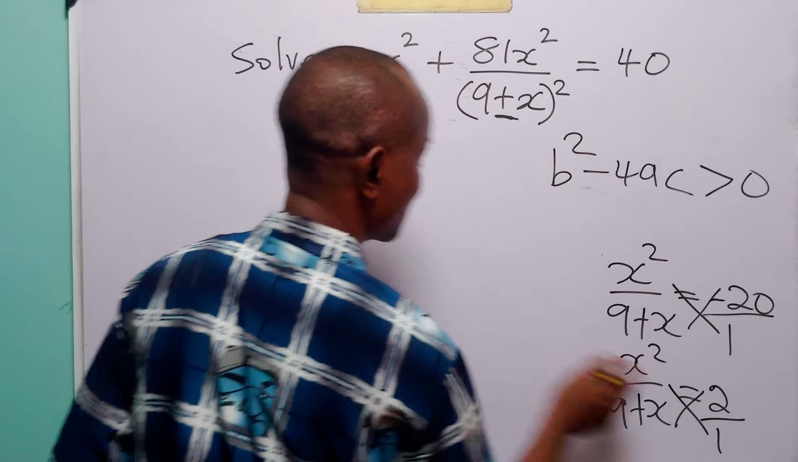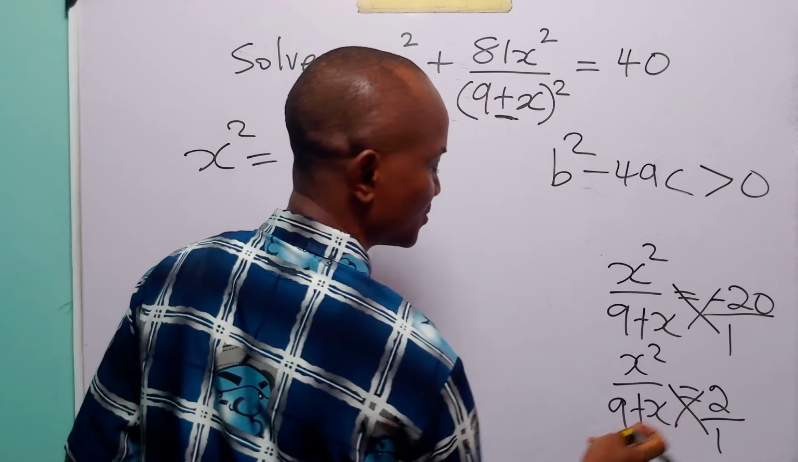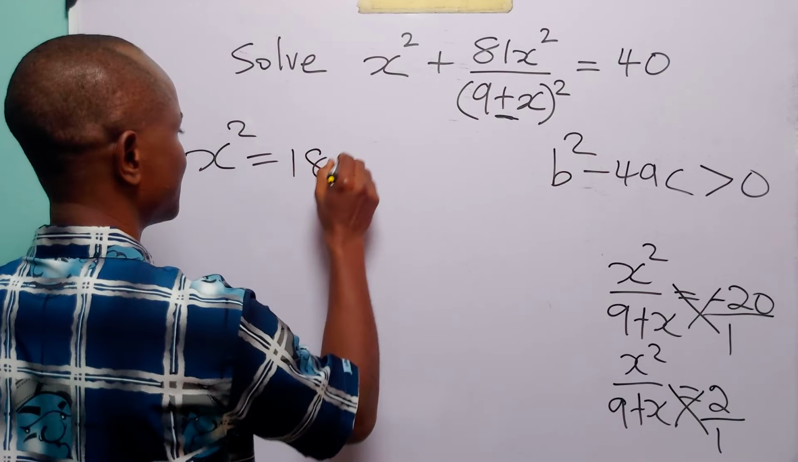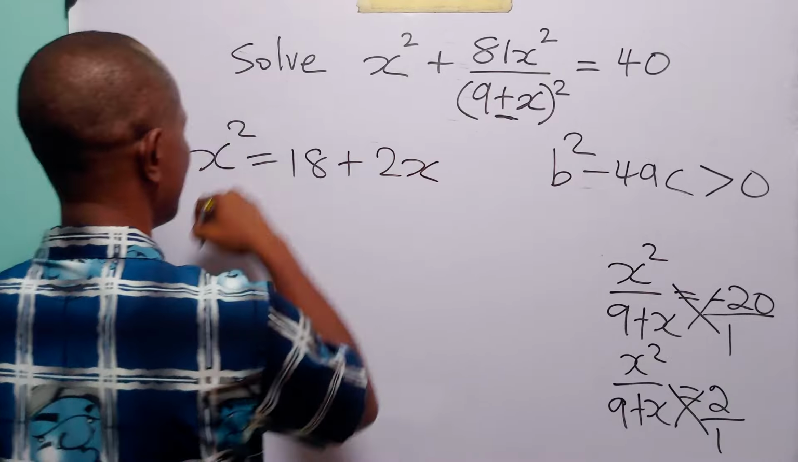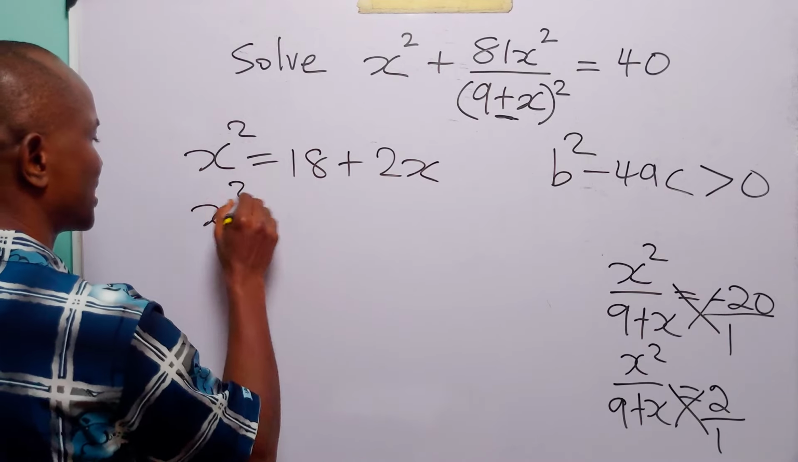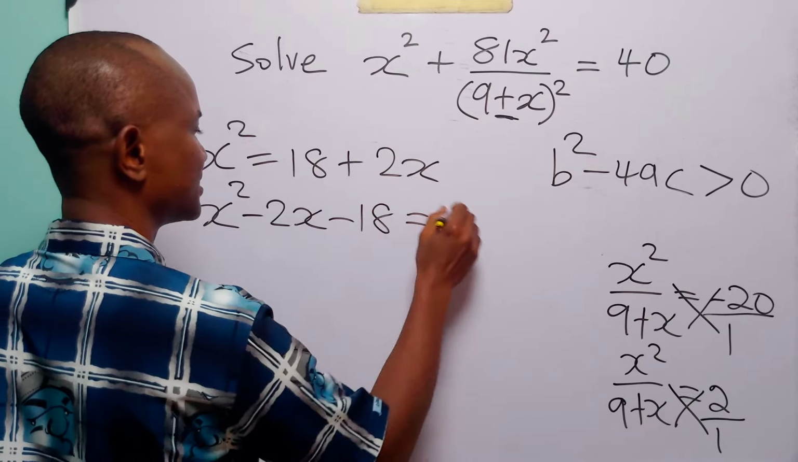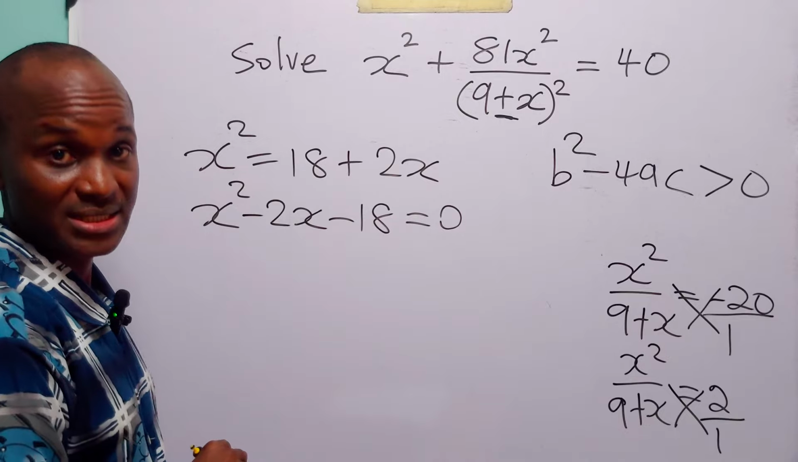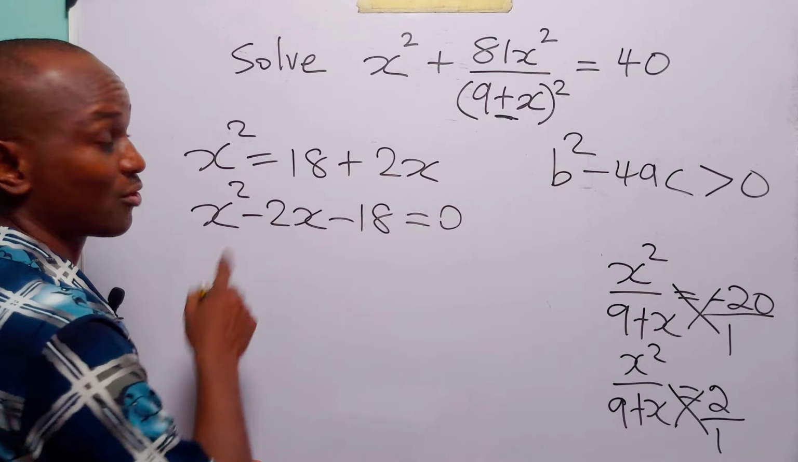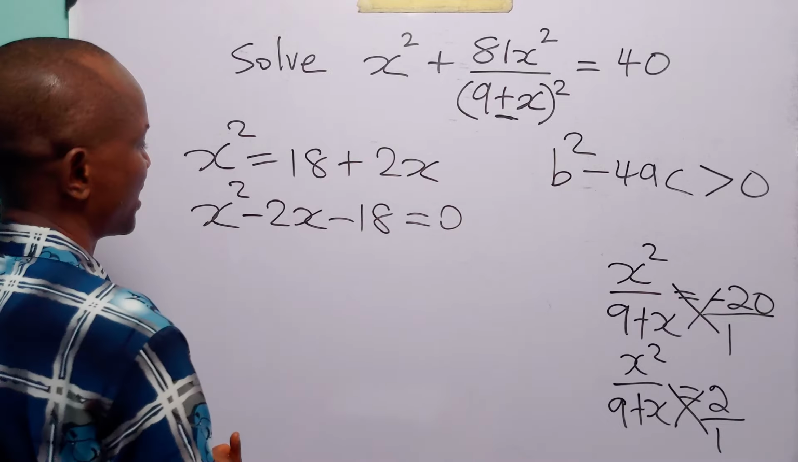We have that x squared is equal to 2 times 9 is 18. 2 times x is 2x. Rearranging this equation, we have x squared minus 2x minus 18 is equal to 0. Now, we cannot factorize this equation. We cannot solve this quadratic equation by factorization. So let us solve by completing the square.